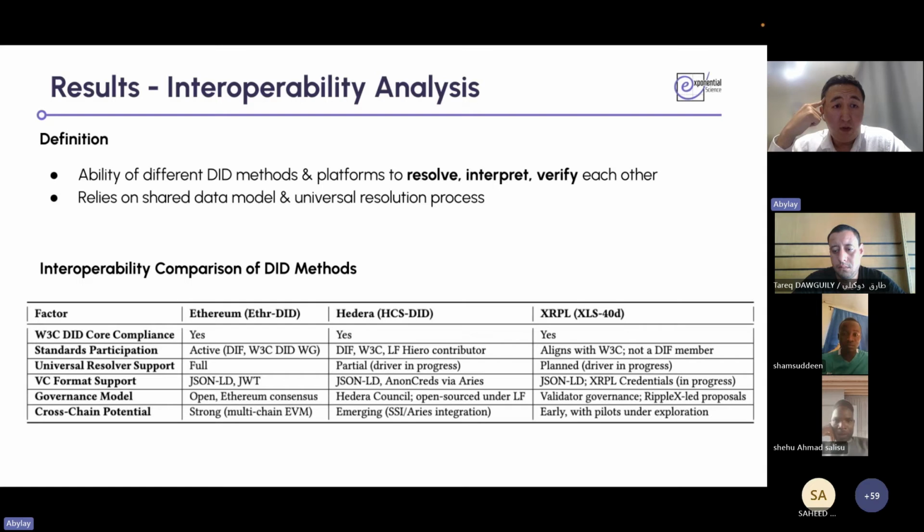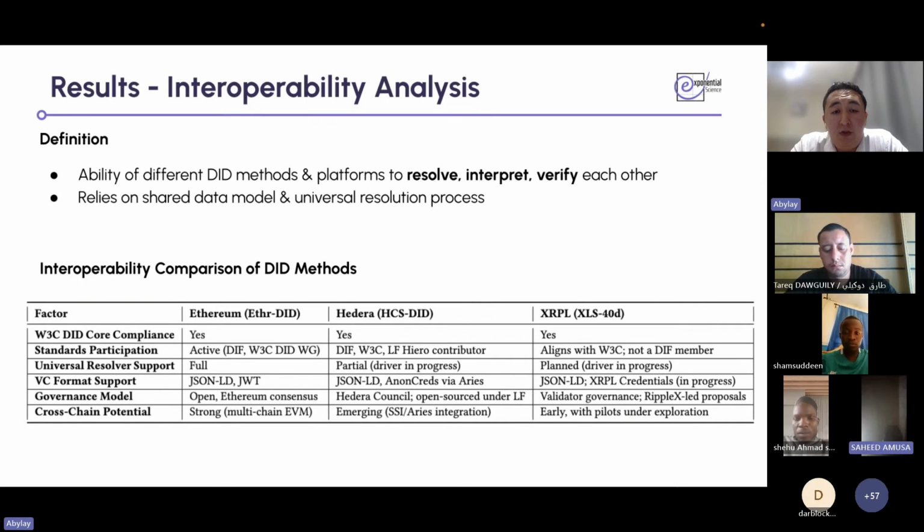So we have qualitatively evaluated it, and this table is a summary of the analysis. The good thing is that all these three methods follow the same standard by W3C, which is good. Also, they are active in other standardization activities, for example, the Decentralized Identity Foundation.